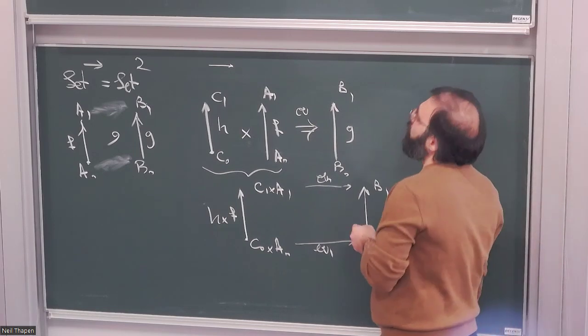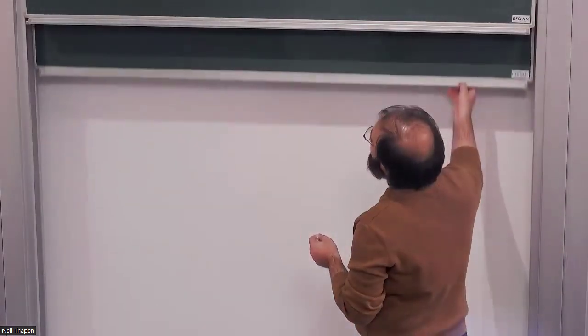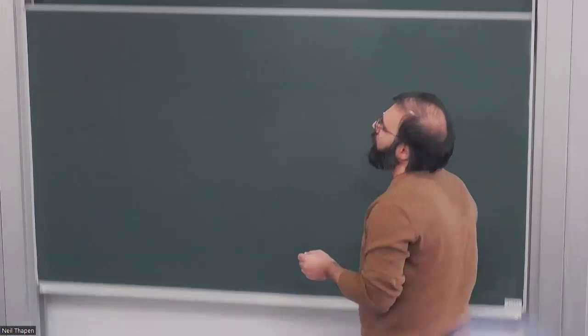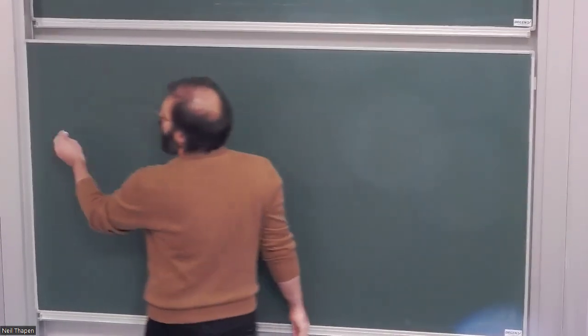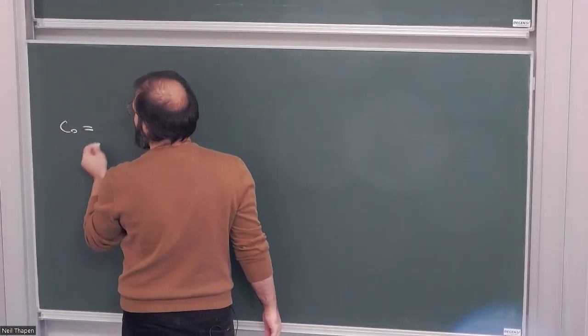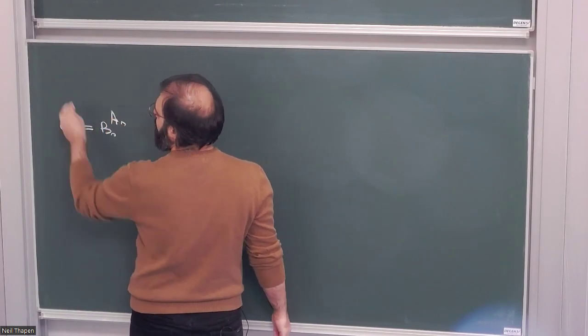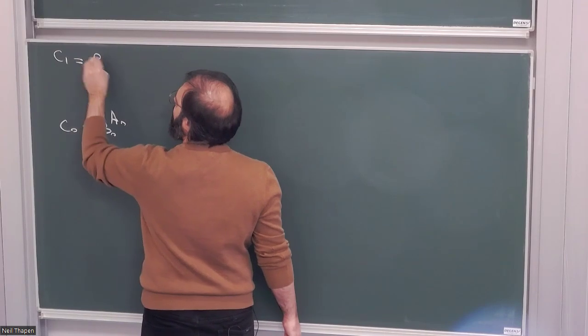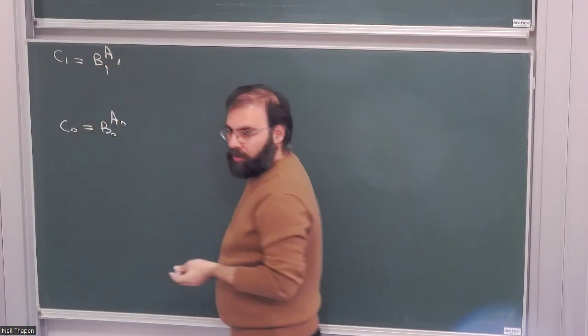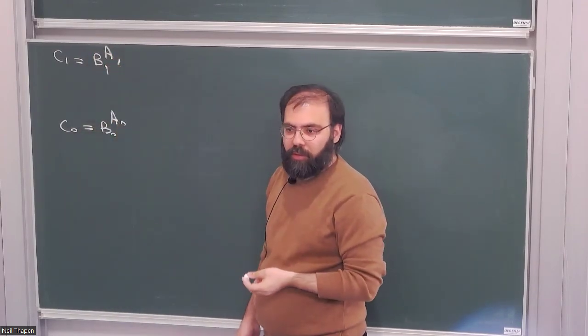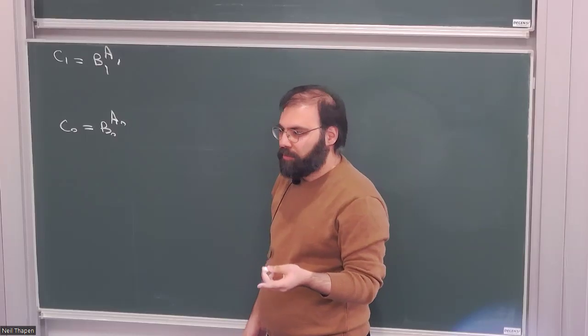So what do I mean? I mean something kind of stupid, right? Let's say that C0 should be all the functions from B0 to A0. C1 should be B1, A1, right? Exactly, that's the problem, right?